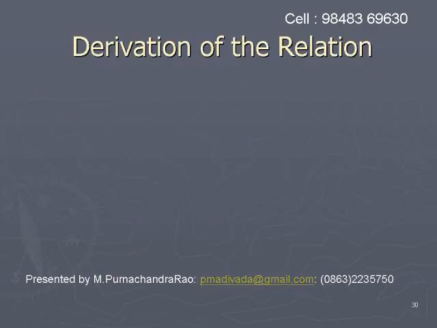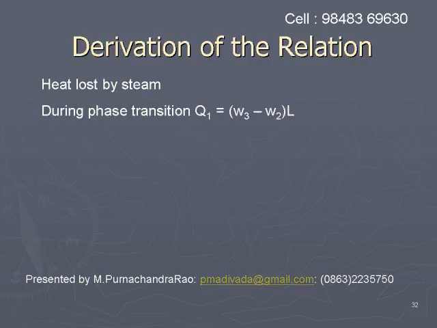Derivation of the relation for calculating latent heat of steam. Let us first calculate heat loss. Heat is lost by steam in two processes. One is when steam is converted into water, and then the temperature of the hot water falls from 100 degrees, T2, to T3. So in two processes it loses heat energy.